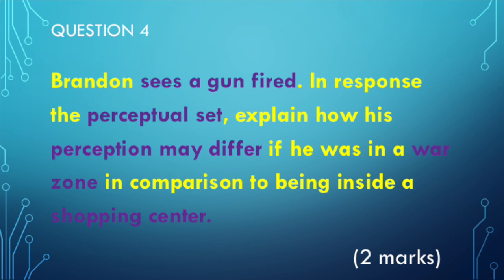Question 4. Brandon sees a gun fired. In response to the perceptual set, explain how his perception may differ if he was in a war zone in comparison to being inside a shopping centre.